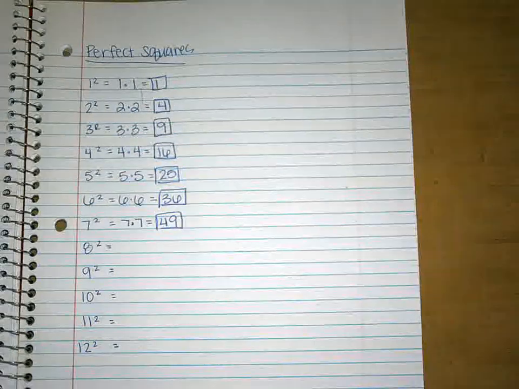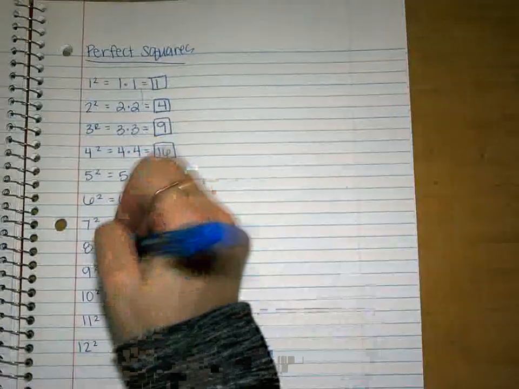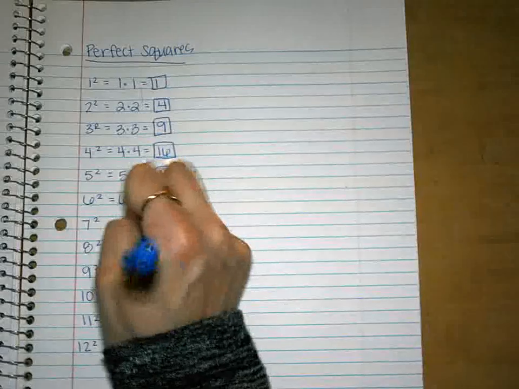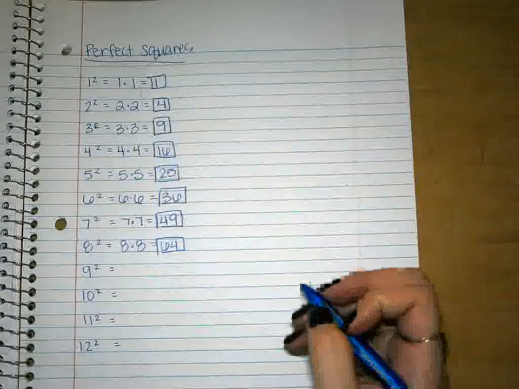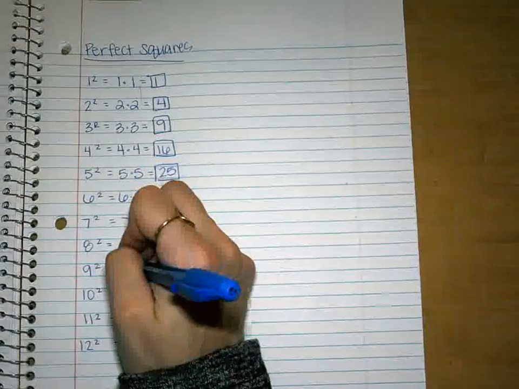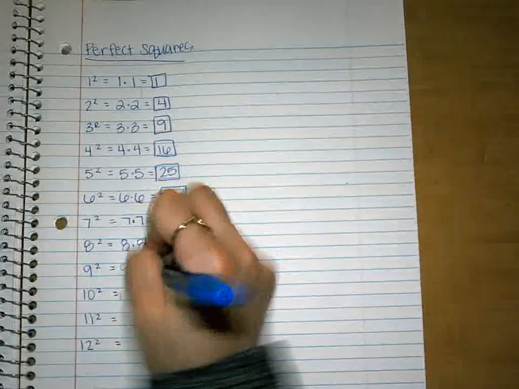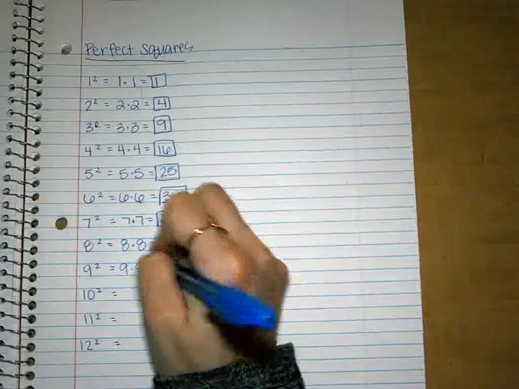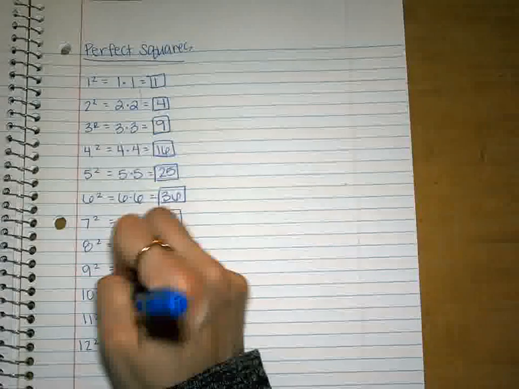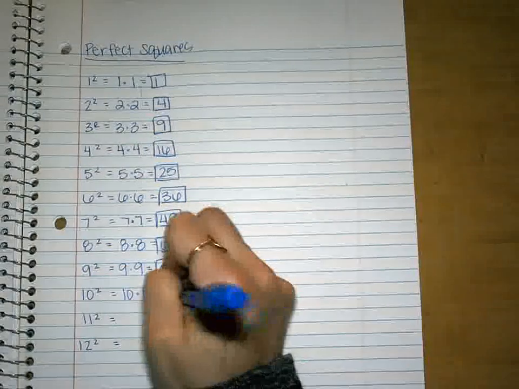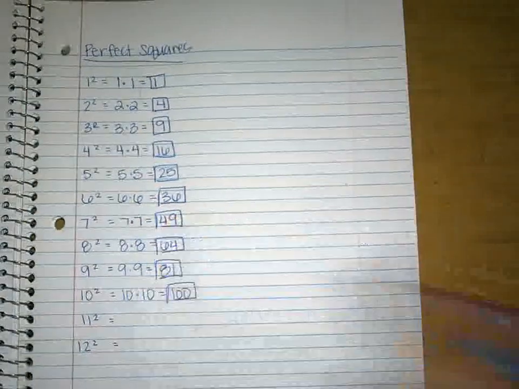8 squared means 8 times 8, which is 64. 9 squared means 9 times 9, which is 81. 10 squared means 10 times 10, which is 100.